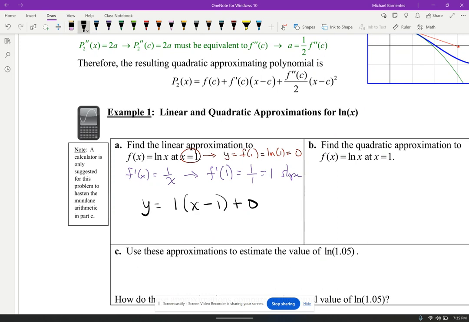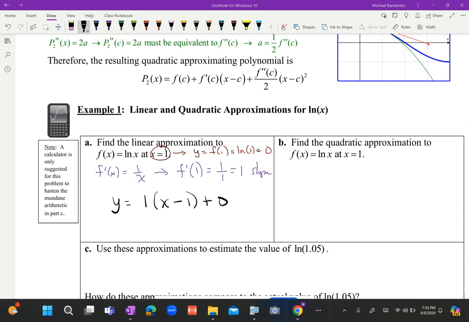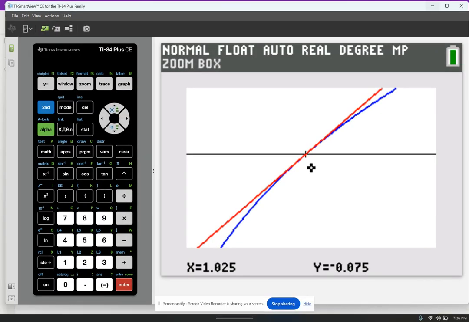But the question now comes in part B, could we create an even better approximation? Could I create a quadratic approximation? Now, what would that mean? Well, if I go back to my graph here, that means I would create a curve that does a better job of hugging, if you will, getting really, really close to this blue graph. Right now, I notice there's a gap, right? There's a gap between the red line and the blue curve.